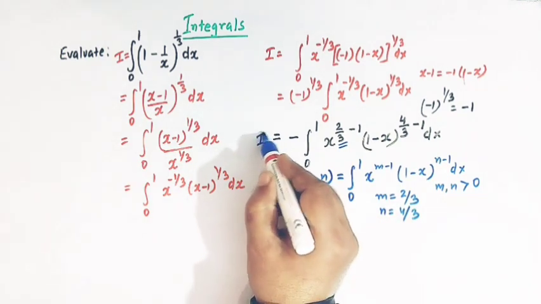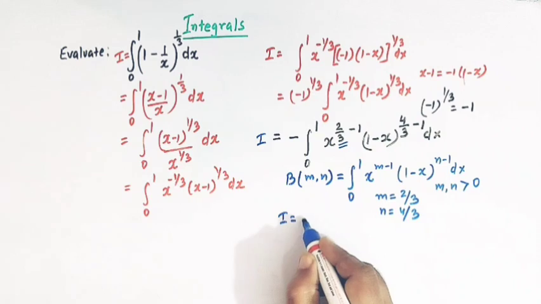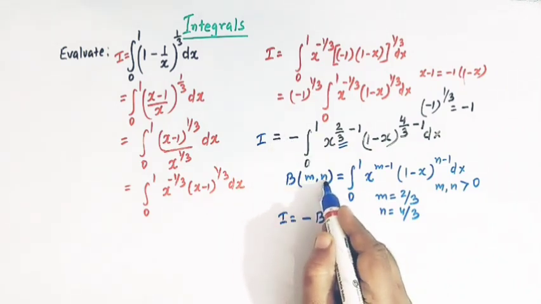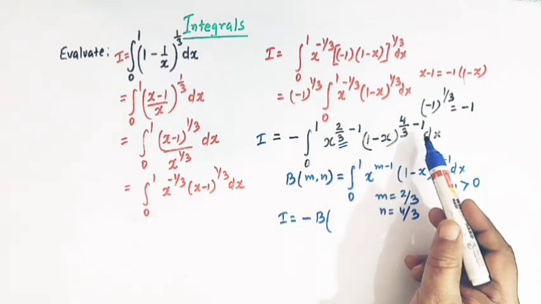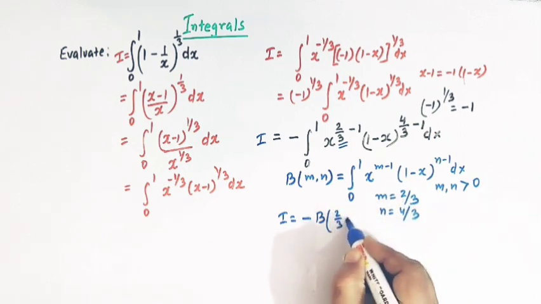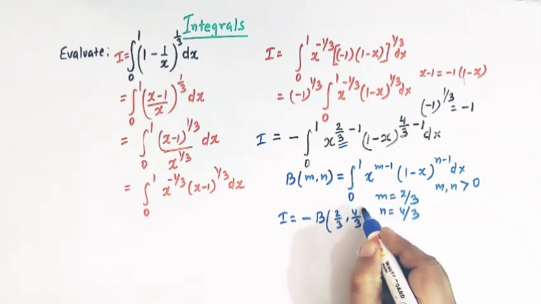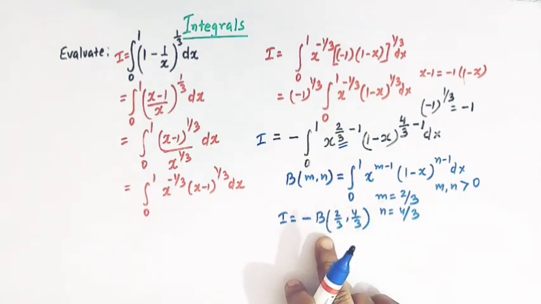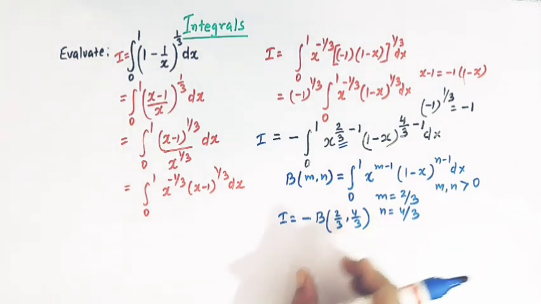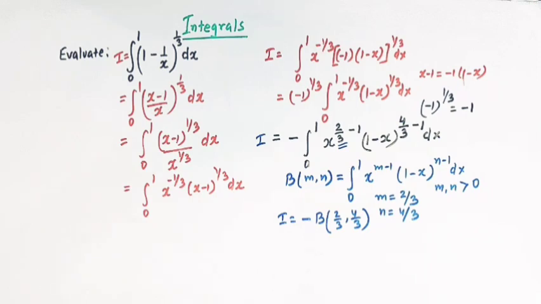So now this integral I can be written as a negative, here we have minus sign, and beta of m comma n, because this entire integral is now beta m comma n. M is 2 over 3, n is 4 over 3, right? So now we need to find out the value of this beta function, that is beta of 2 by 3 comma 4 by 3. For this we'll express the beta function in terms of gamma function.